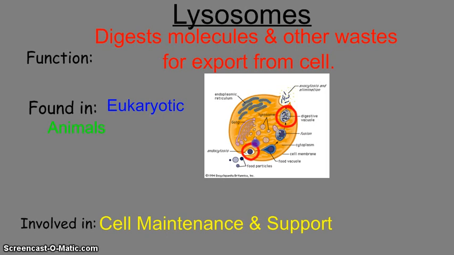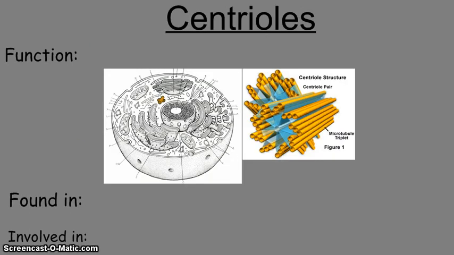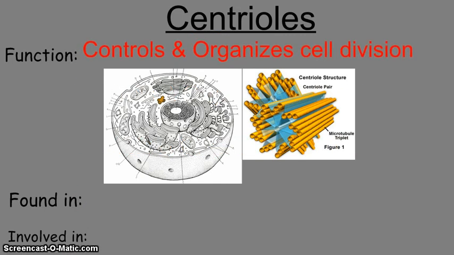Again, another big organelle that's involved in maintaining homeostasis. And finally, centrioles. Centrioles are the control and organizing centers of cell division. You can see the yellow colored organelle right there. You can see more close up that it looks like a bunch of tubules that is used for moving around chromosomes and organizing cell division.